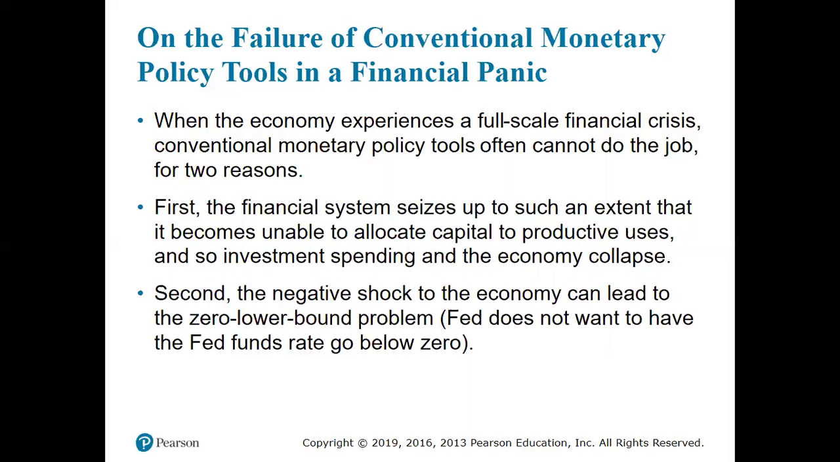Secondly, a negative shock in the economy can lead to this zero lower bound problem. And talk a little bit about that. That's the idea that you can lower the Fed funds target rate only so far. And we're there right now. I just talked about the most recent meeting of the Fed, where the target range right now is between 0 and 0.25%. So we're there.